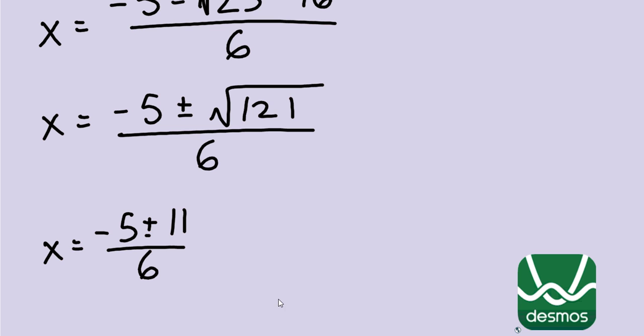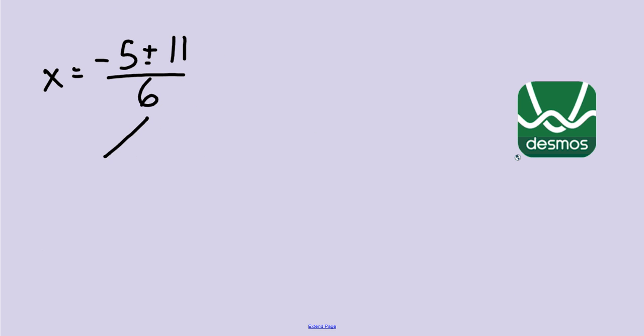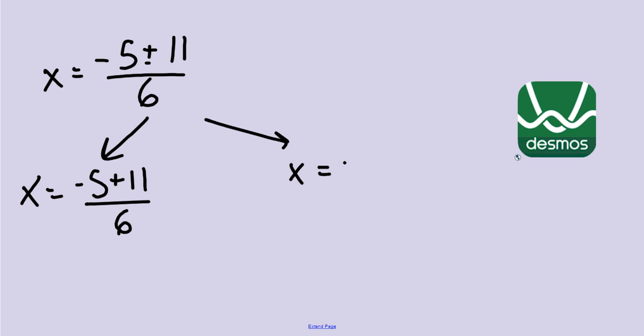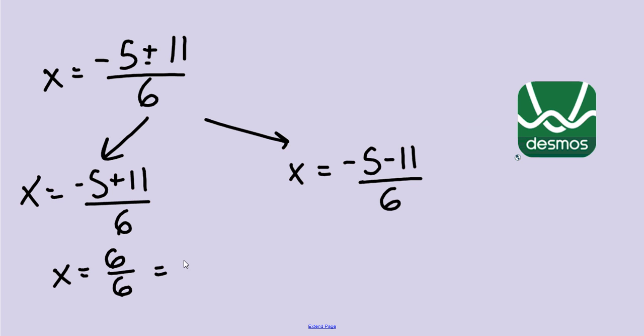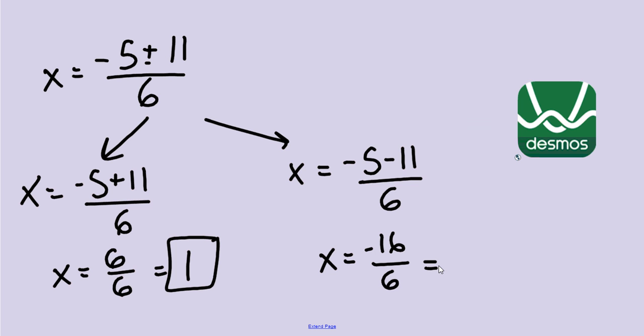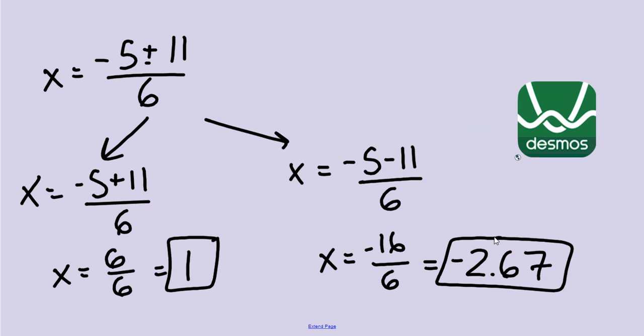So two answers are as follows. x equals -5 plus 11 divided by 6. x equals -5 minus 11 divided by 6. -5 plus 11 is 6, and 6 divided by 6 is 1. So there's one of my answers. -5 minus 11 is -16, and -16 divided by 6, that one's not going to be an integer answer. You might have to use a decimal approximation. It's going to be -2 2/3, so -2.67. And there's your two solutions.